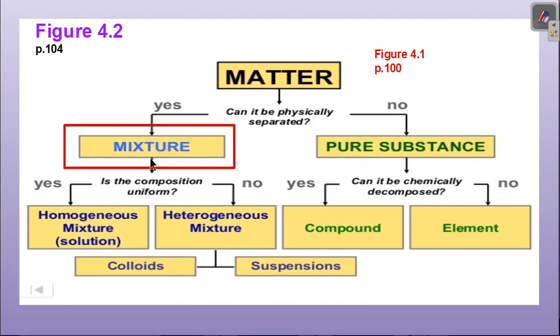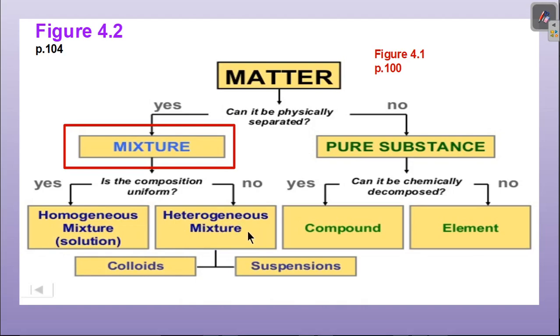Mixture. The next question you need to be able to answer is, is the composition uniform? So basically, when you look through that mixture, does it look the same all over? That's going to be a homogeneous mixture. Homo means the same. Homogeneous mixture means that when you look at it, it will look the same everywhere, no matter where you look at it. And I'll show you some slides with examples.